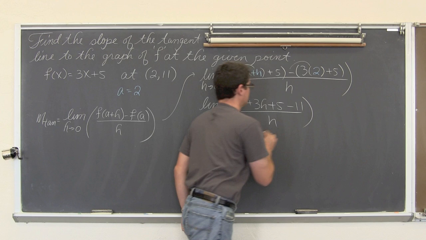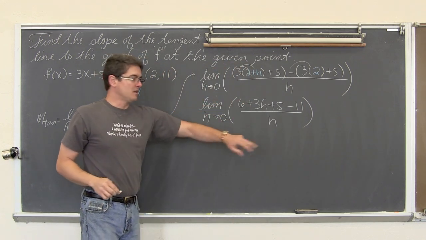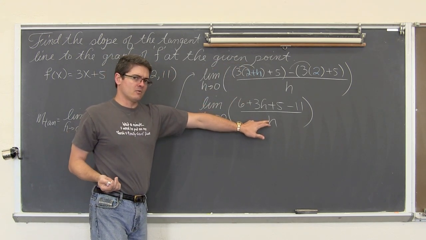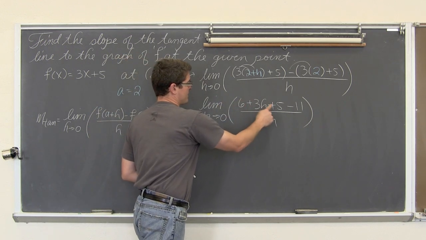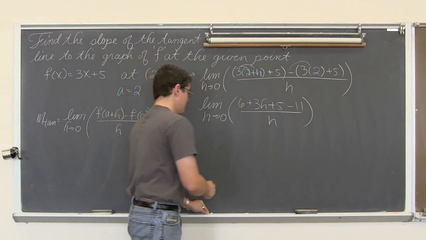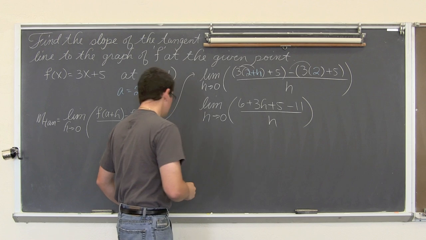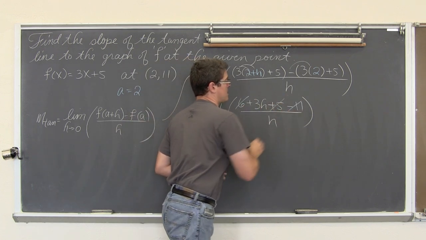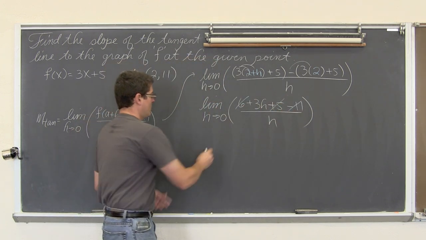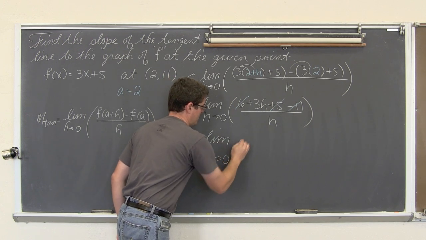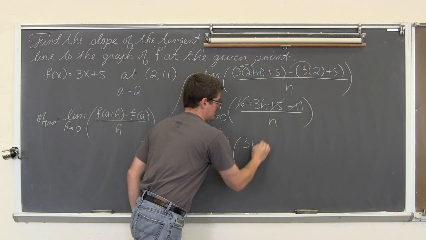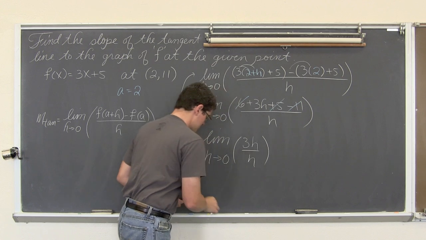over h. I don't want to try and apply the limit when it's going to come out to be undefined. So keep simplifying this stuff out. 6 plus 5 is 11. And 11 minus 11 is 0. So all these constants are going to cancel out. We have the limit as h approaches 0 of 3h over h.